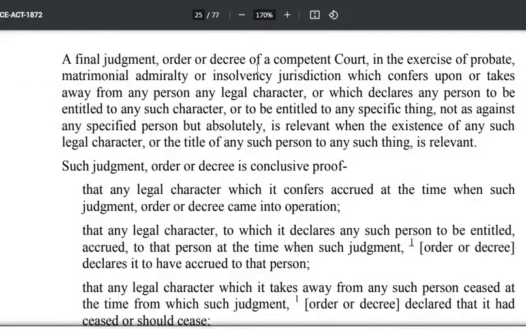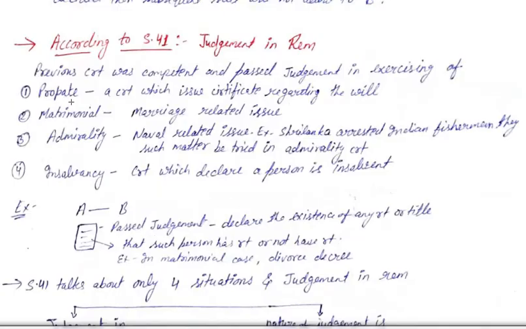A final judgment order or decree of a competent court in exercise of a probate, matrimonial, admiralty, or insolvency jurisdiction. So you see, in 41 they are talking about four kinds of courts. One is probate, then matrimonial, admiralty, and then insolvency. Now ये section 41, this will apply upon these courts.